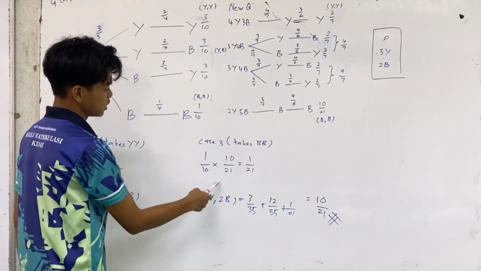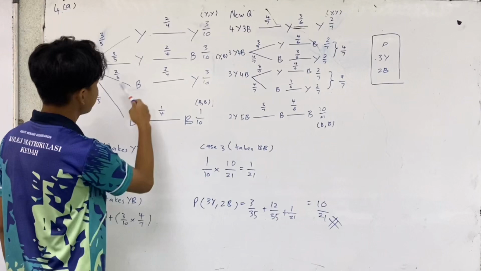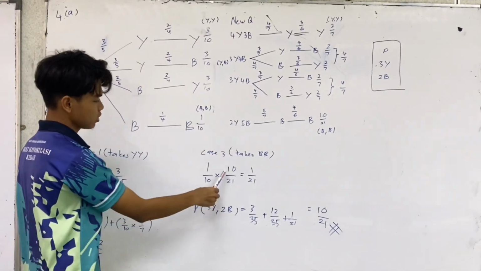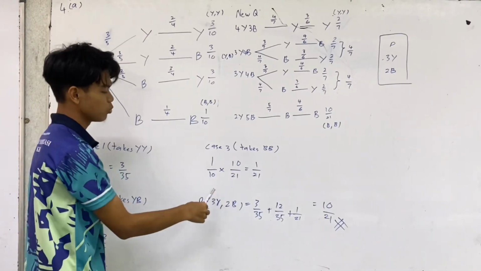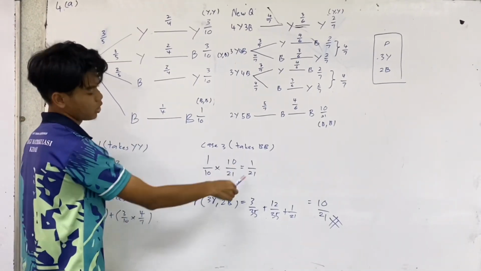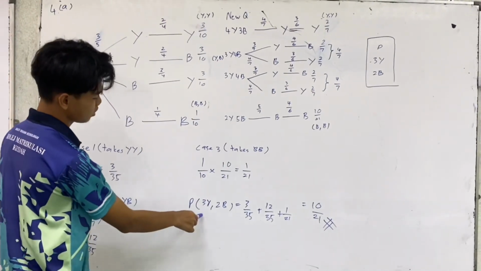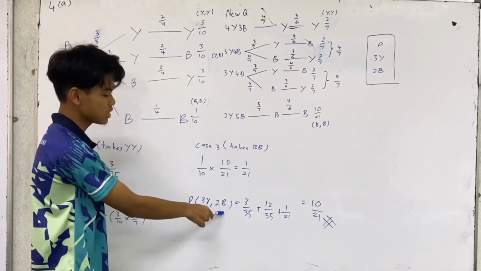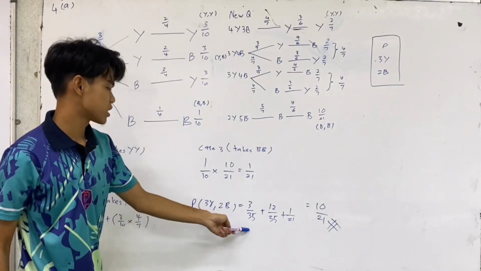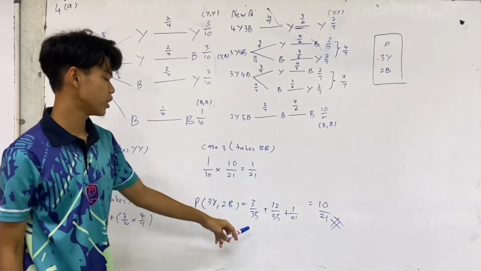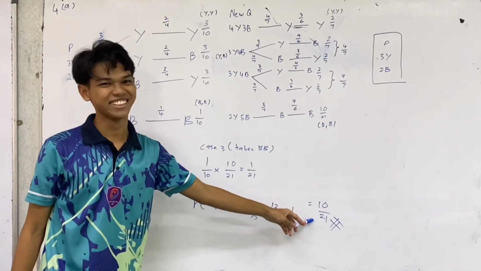So we put up the data. From P to Q, we got 1/10, and from Q to P, we got 10/21. Times is 1/21. So the final answer for the probability of 3 yellow marbles and 2 black marbles, we plus from case 1, case 2 and case 3, we got the final answer 10/21.